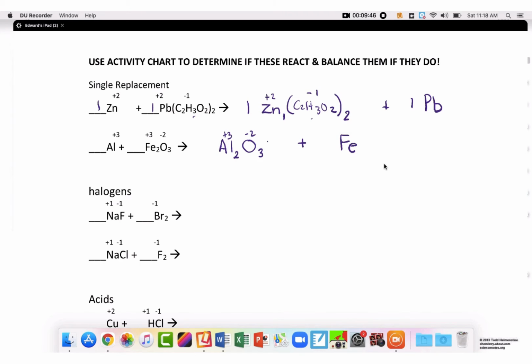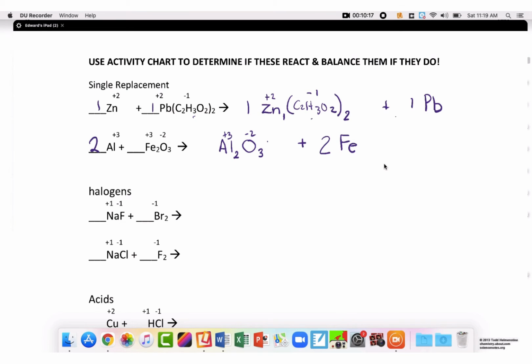So we have 2 Fe's on the left. Let's put a 2 in front of that. We have 3 Al's. We already have 3 O's, and we have 2 Al's, so we need a 2 in front of this, and it's done. You can put 1s in there if you'd like. All right? That's all there is to the first kind of single replacement.